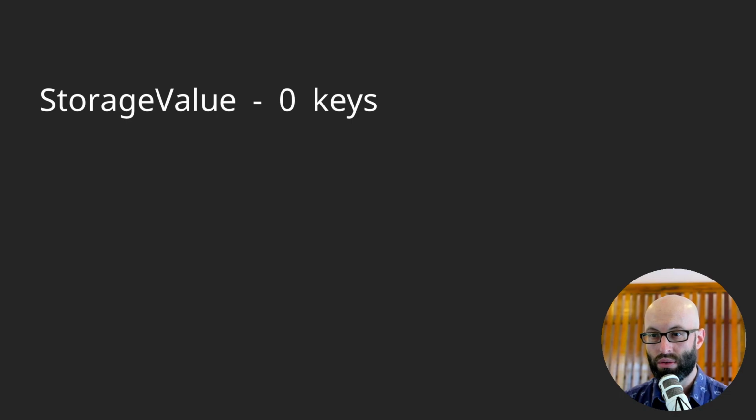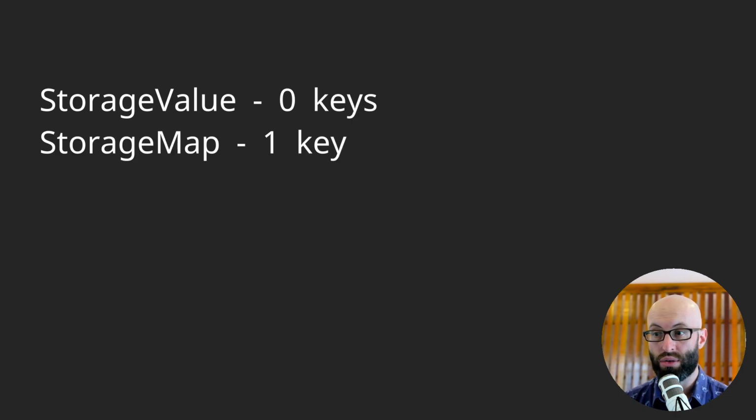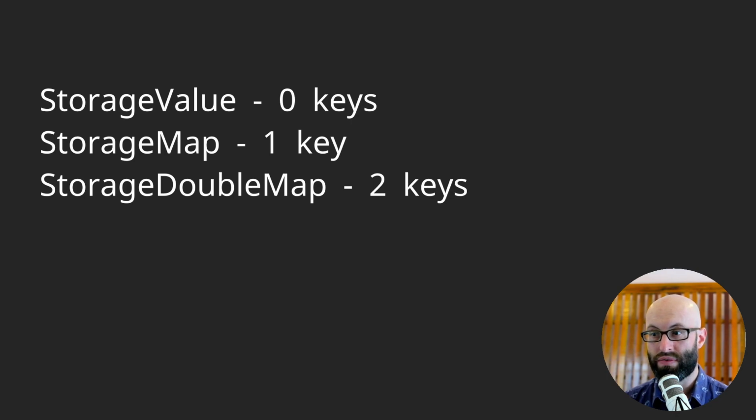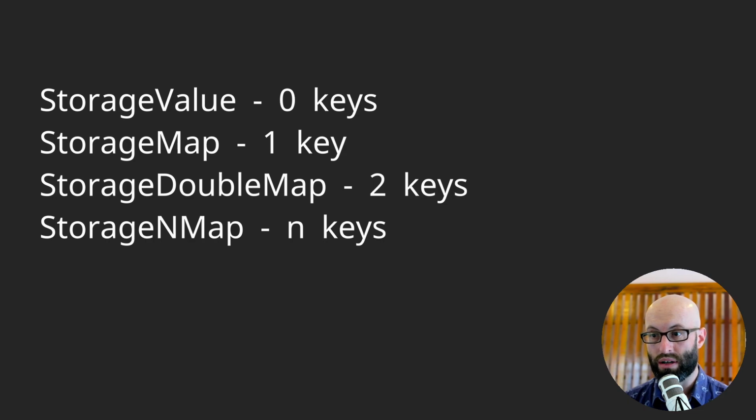Substrate has four basic storage primitives: storage value to store a single value, storage map where each value is mapped by a single key, storage double map where each value is mapped by two keys, and storage nmap where each value is mapped by an arbitrary number of keys. Substrate can automatically generate RPC getter functions so the state can be read by querying a node.